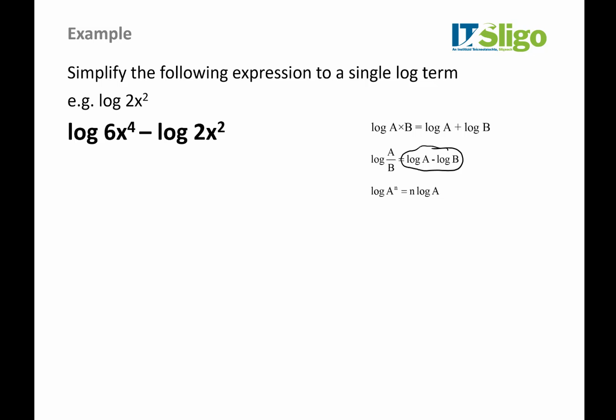We have 2 logs being subtracted, and we're going to go back the way. So log of A minus log of B can be written as the log of A over B. So there's A, there's B, and we just simply have 6x to the power of 4 divided by 2x squared. Numbers do what numbers do, 6 divided by 2, and powers do what powers do. And there's our answer.